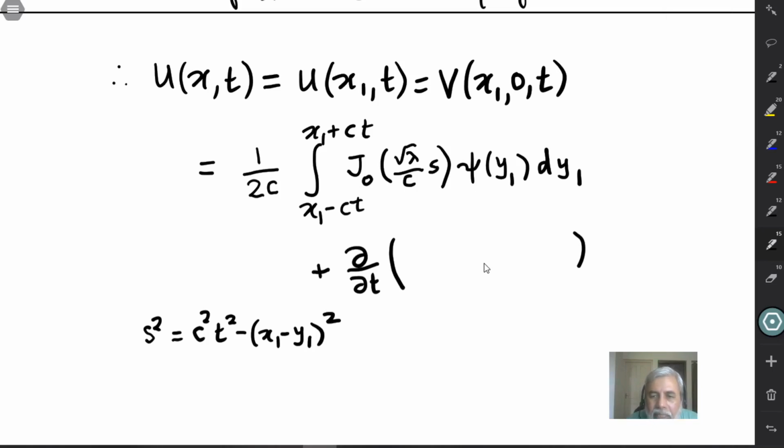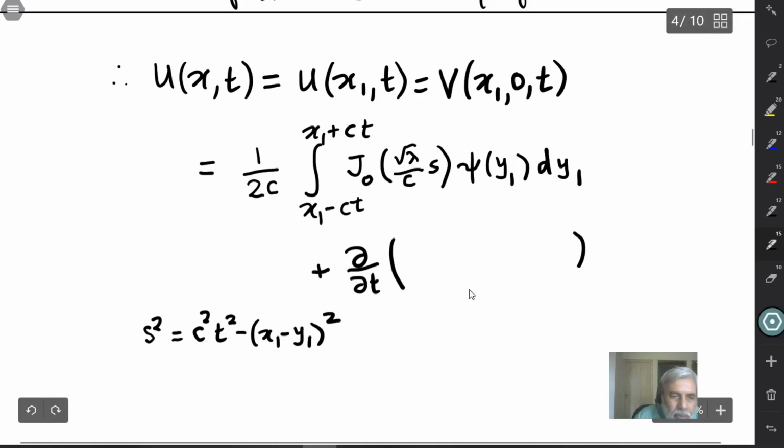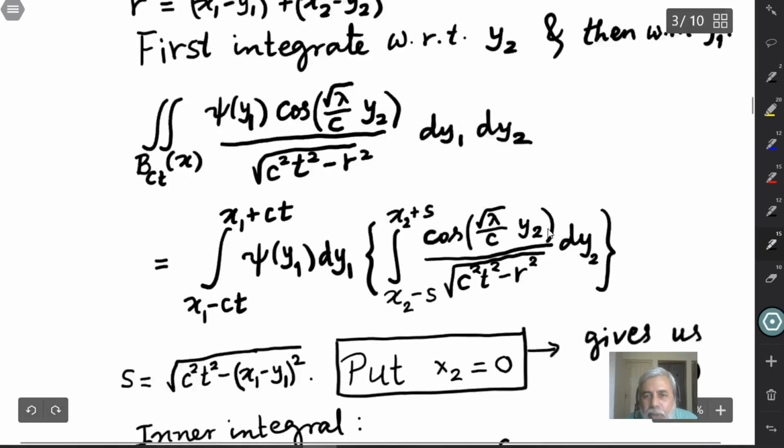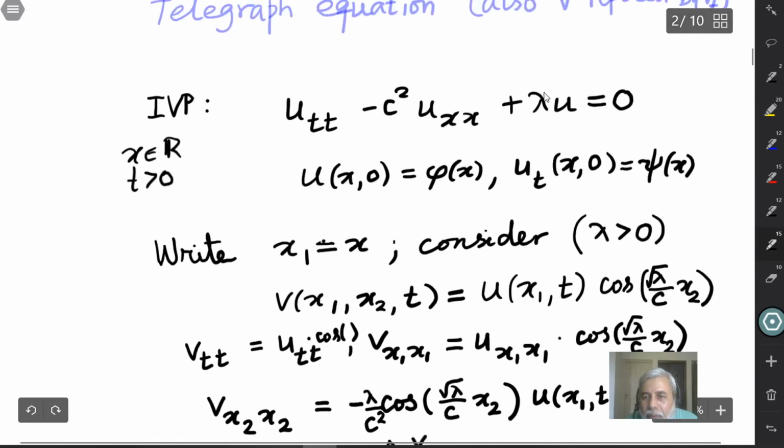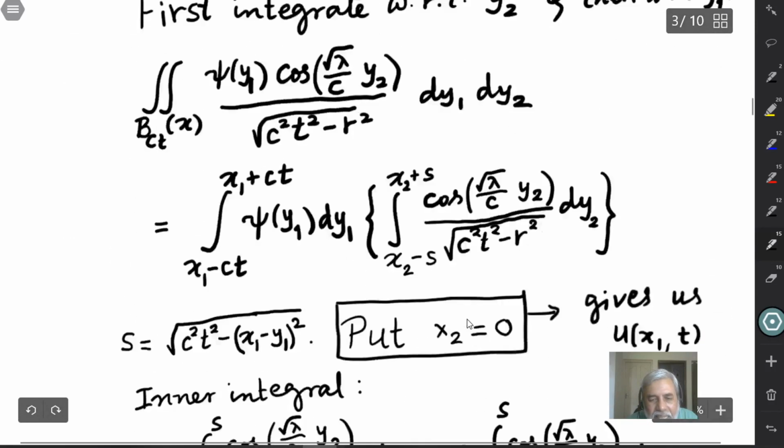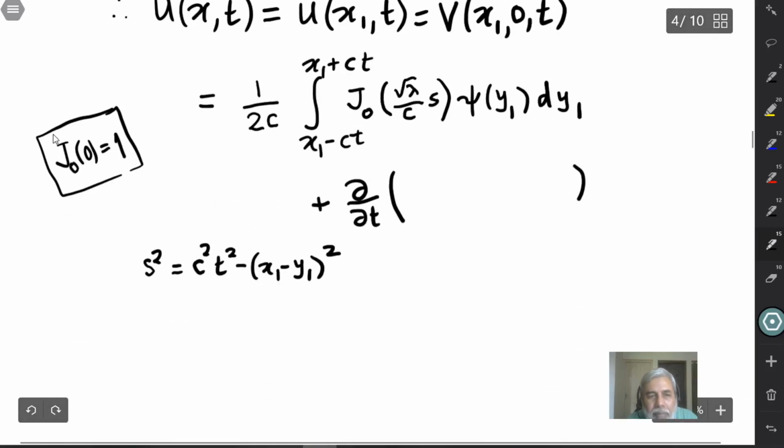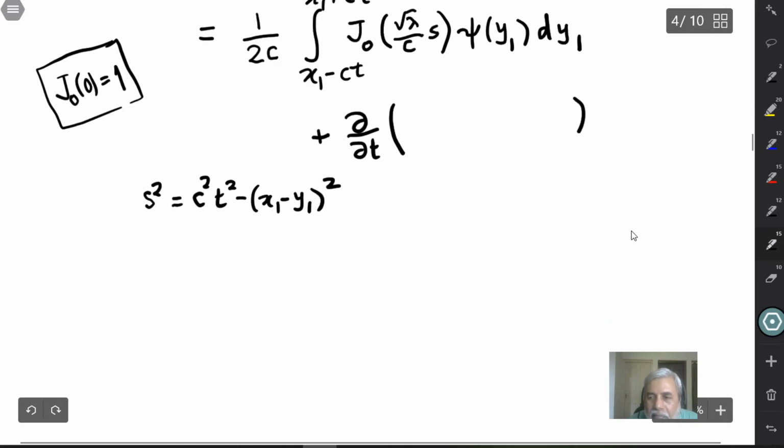Notice that if lambda is 0, this J0 of 0, in our definitions, is always normalized to be 1. So if lambda is 0, the telegraph equation reduces to the wave equation, and you can see that even in this formula. When lambda is 0, this is just 1, so this is precisely what is there in D'Alembert's formula. So this formula now involves some additional term in the integral, a known function. That's important. This Bessel function of order 0 is very well studied, and all its properties are recorded very well.